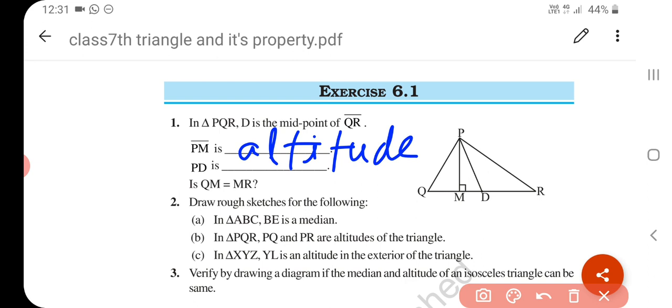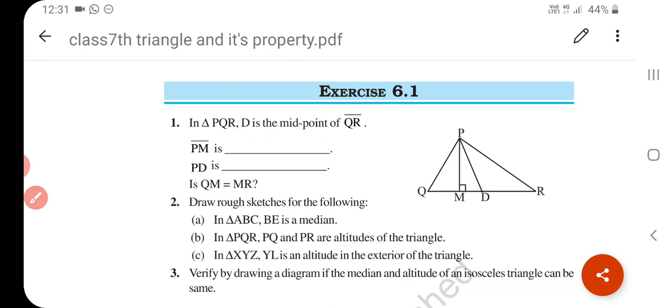Okay, what is PD? PD is the median. Is QM equal to MR? No, you can easily see in the figure that QM is not equal to MR. Okay, understand? Draw a rough sketch for the following.